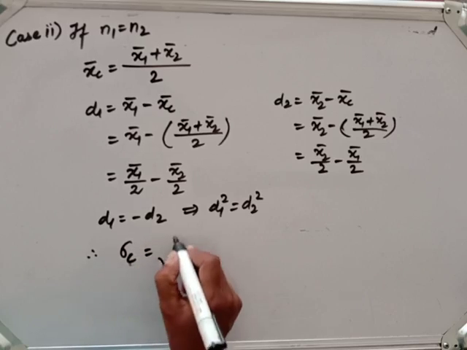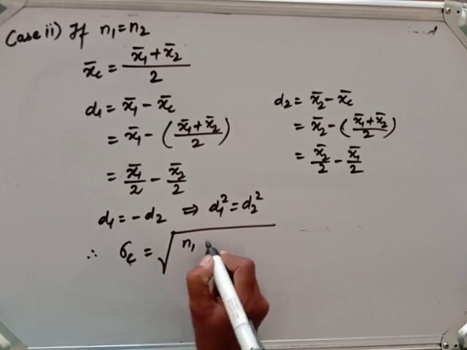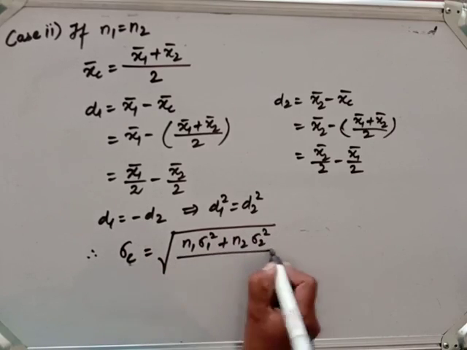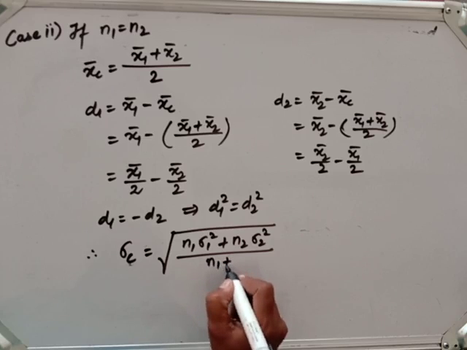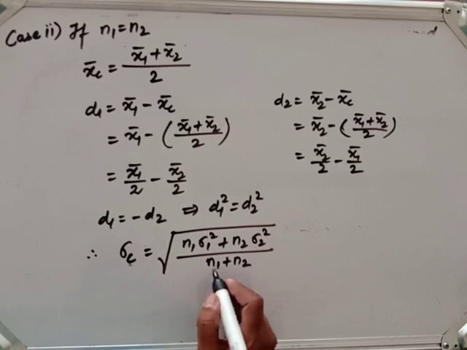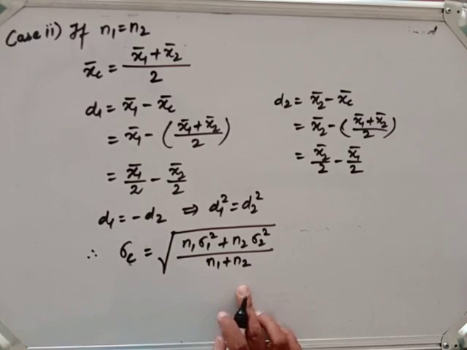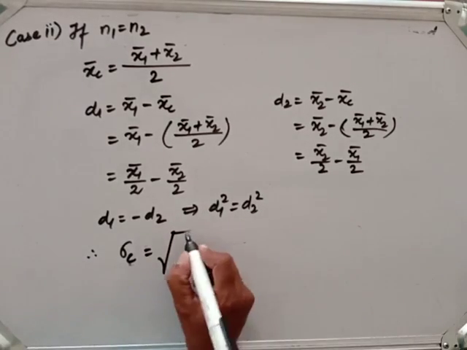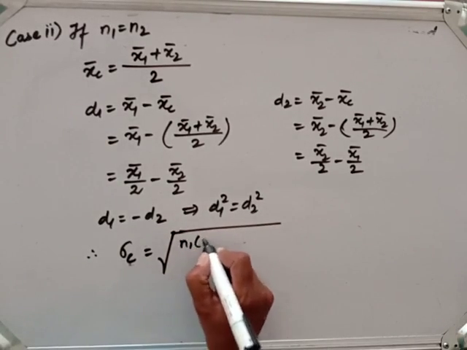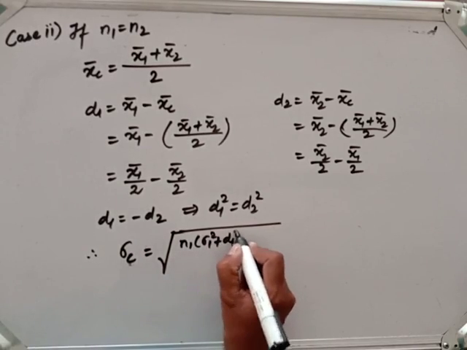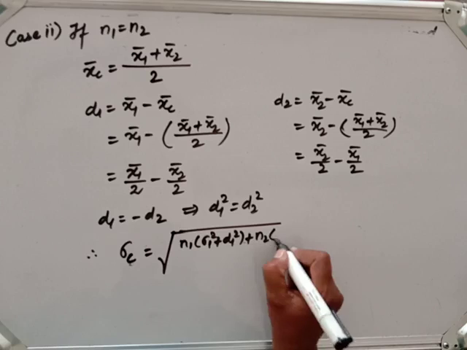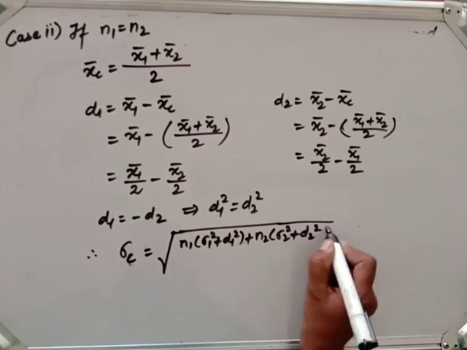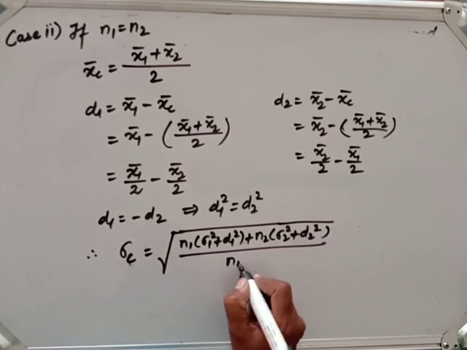Therefore, what is sigma c? Sigma c will become square root of n1 into sigma 1 square plus n2 into sigma 2 square upon n1 plus n2. So let us write the first part previously: n1 into sigma 1 square plus d1 square plus n2 into sigma 2 square plus d2 square upon n1 plus n2.